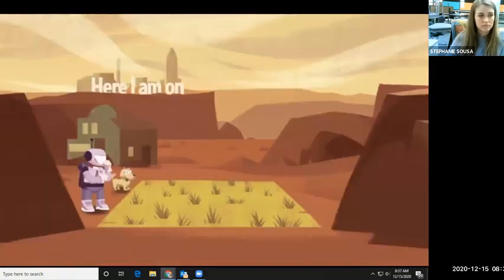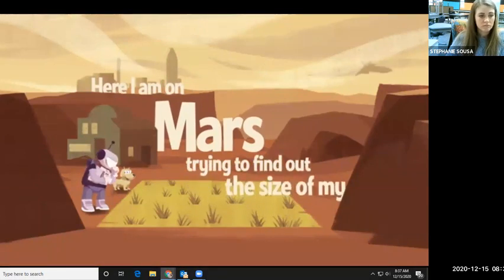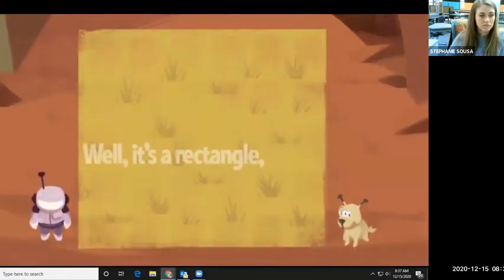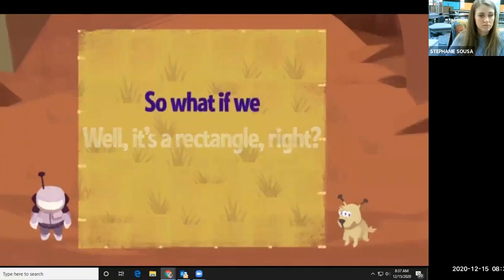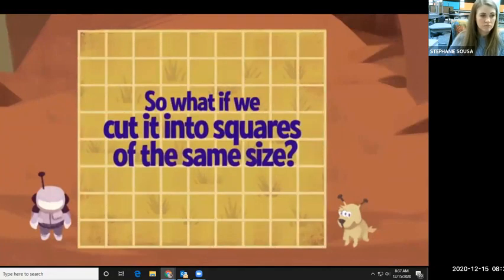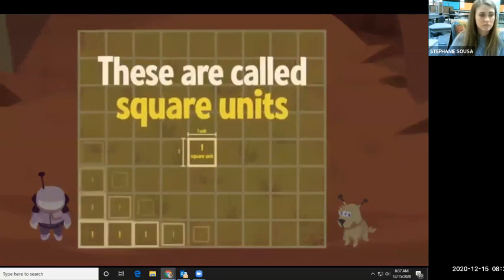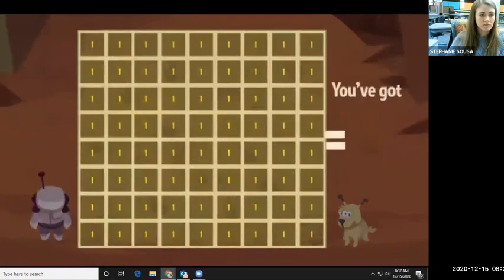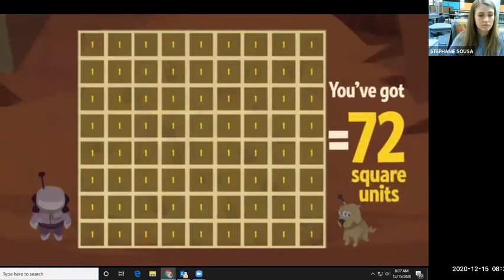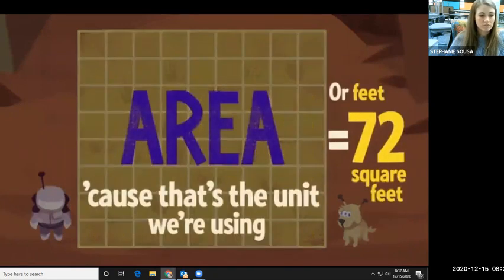Yeah, here I am on Mars, trying to find out the size of my backyard. Well, it's a rectangle, right? So what if we cut it into squares of the same size that are 1 unit long by 1 unit wide? These are called square units. Add them all up, surprise! You got 72 square units, or feet, cause that's the unit we're using.